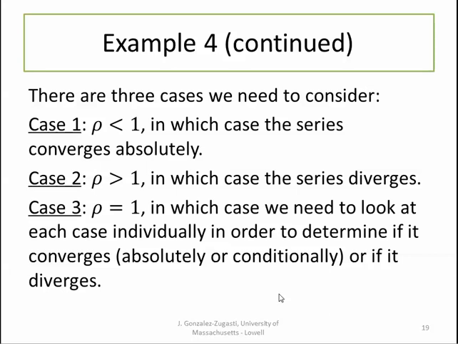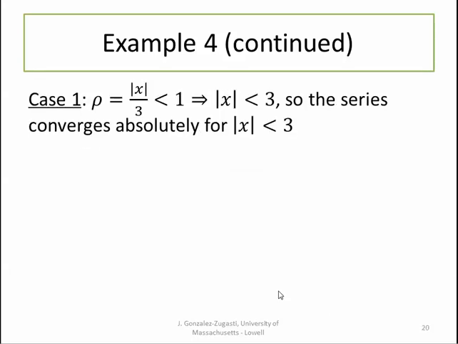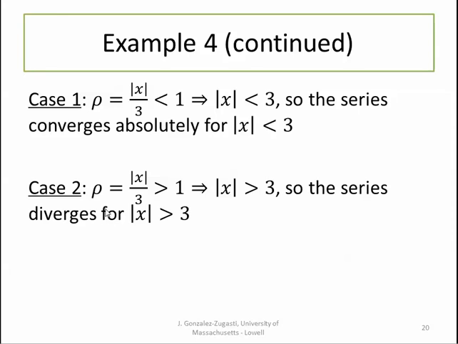Alright, so case 1 is when rho, which we said was the absolute value of x over 3, is less than 1. When this happens, we know that the absolute value of x is less than 3. So that means our series converges absolutely when the absolute value of x is less than 3. In our second case, rho is greater than 1. That happens when the absolute value of x is greater than 3, and that tells us that the series diverges when the absolute value of x is greater than 3.